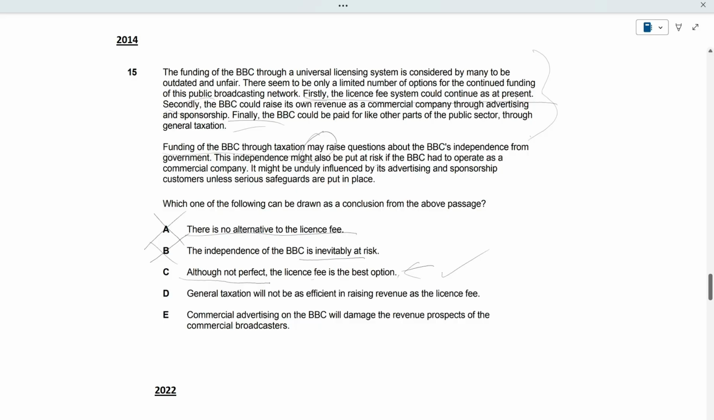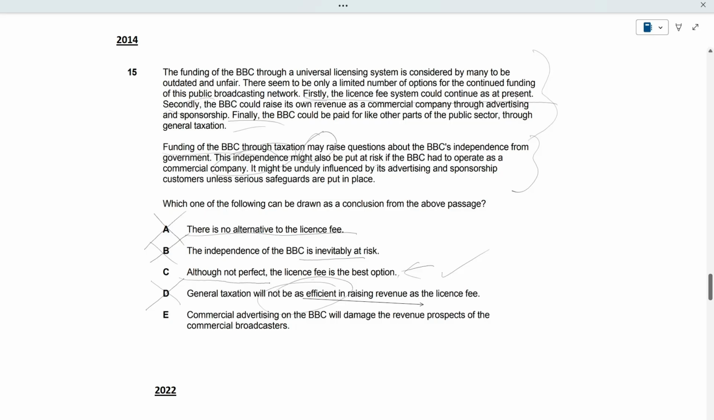Because what this bit is getting at is we've talked through the options, but now we're actually criticising the other options that are not the licence fee. And so we are saying, although we've acknowledged the licence fee isn't perfect, it looks like the best option. So this looks good. D, therefore, general taxation will not be sufficient in raising revenues the licence fee. It's not to do with efficiency of raising revenue, though. The drawback of general taxation was not that it's not sufficient. It's to do with its independence here. So we can rule that out.